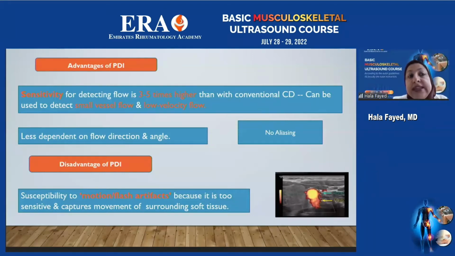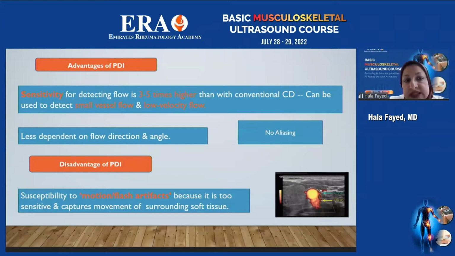What are the advantages of the power Doppler? Actually, it is very sensitive. Its sensitivity for detecting flow is 3 to 5 times higher than conventional color Doppler. And as we mentioned, it is suitable for assessing small vessel flow and low velocity flow. It is less dependent on flow, direction, and angle, and it has no artifact of aliasing in it.